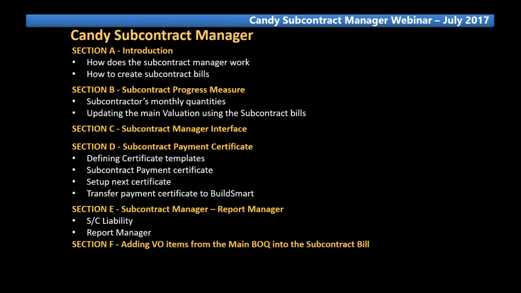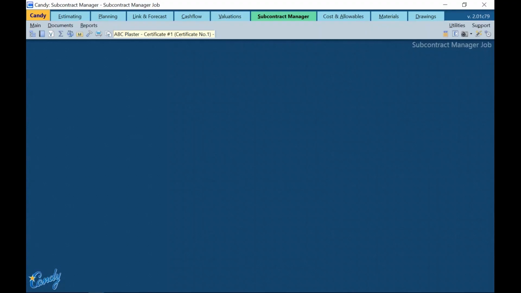The last section, section F, adding VO items from the main BOQ into the subcontractor bill. I'll go back into Candy, still under the Subcontract Manager. How to add approved VO items from the main BOQ into the subcontractor bill.